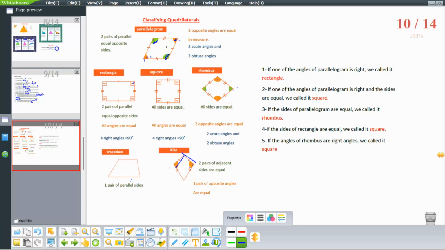The parallelogram when it has one right angle will be rectangle. The parallelogram when it has one right angle and equal sides will be square. The parallelogram when it has 4 equal sides will be rhombus. If it has 2 parallel sides only, it will be trapezium. If 2 pairs of adjacent sides are equal, it will be a kite.